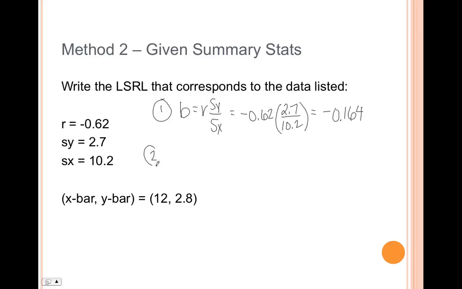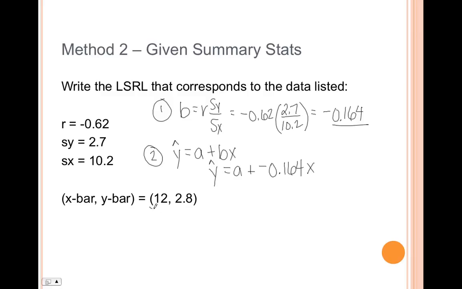Now, I'm going to take my general equation for the least squares regression line, y hat is equal to a plus bx. And I know b now, so I'm going to substitute that in. y hat is equal to a plus negative 0.164x. This is almost the equation of least squares regression line, except that I still have this a there that I need to solve for.